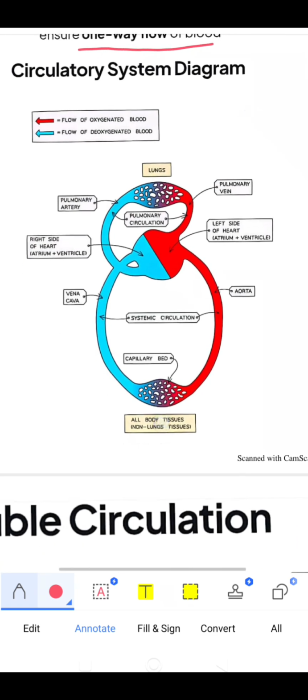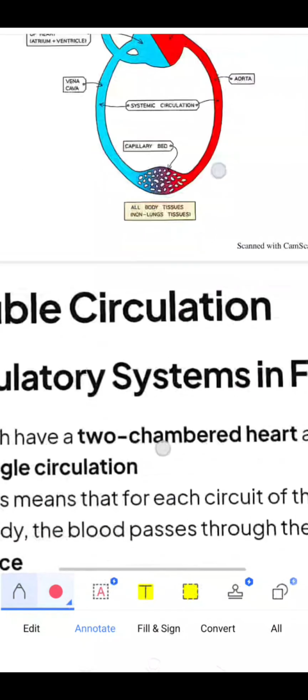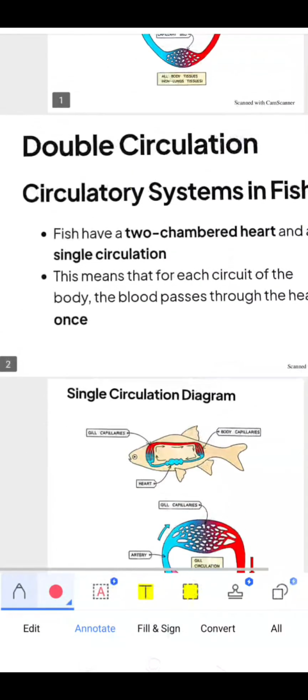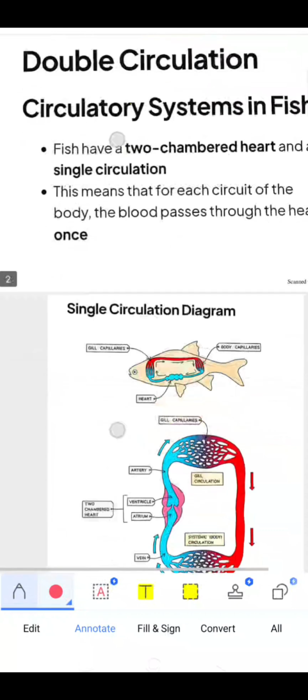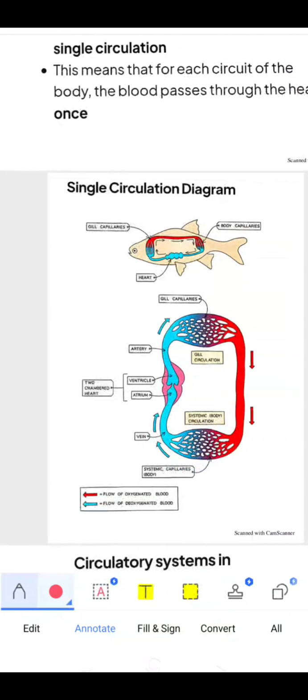Okay, now come to the types of blood circulation. There are two types which are discussed in our syllabus, that is the double circulation and the single circulation. Actually, in our syllabus, double circulation is the main topic, but single circuit circulation in these notes is just given to you so that you can compare both double circulation and single circulation easily.